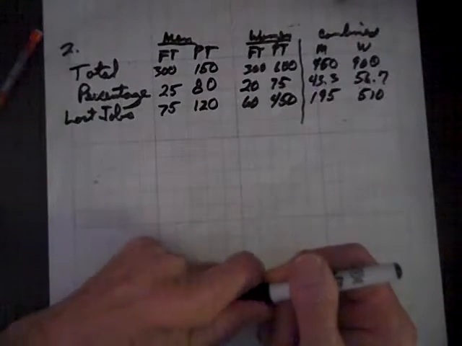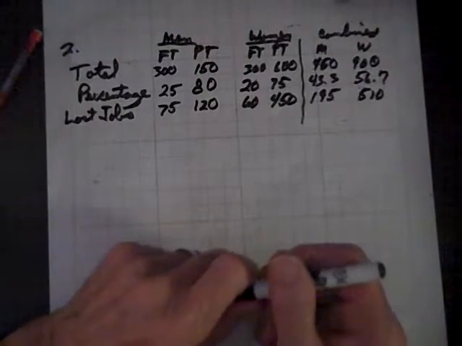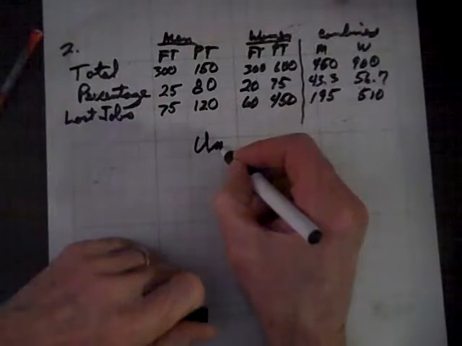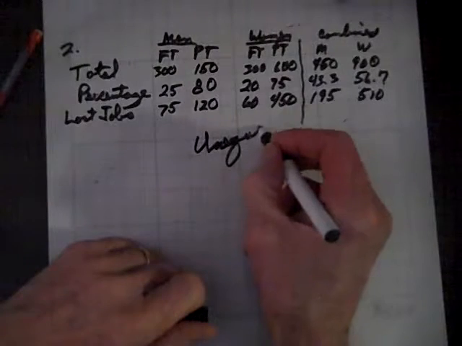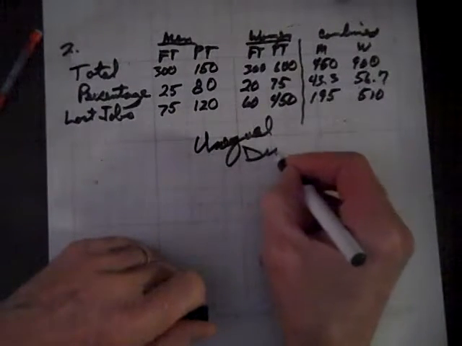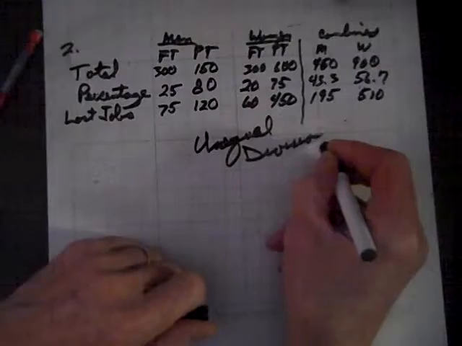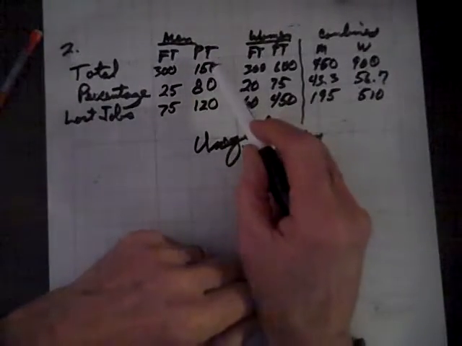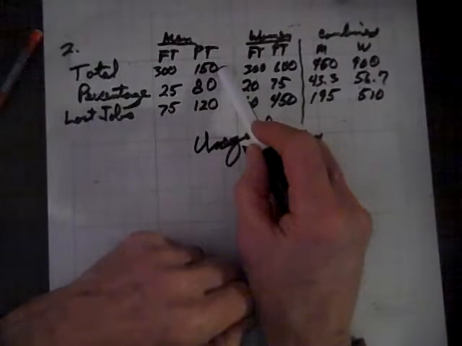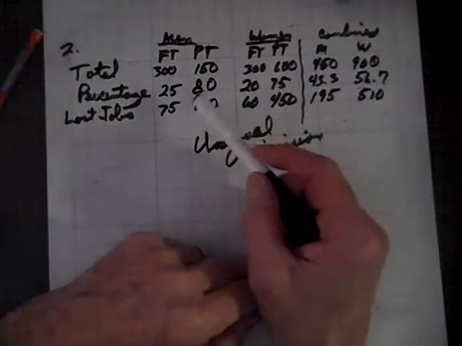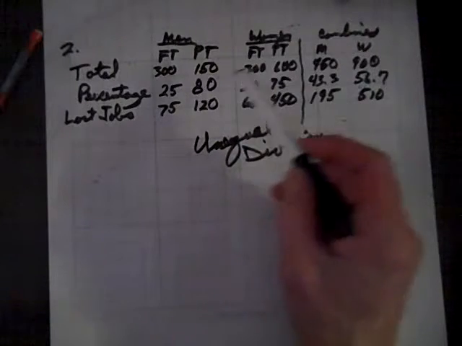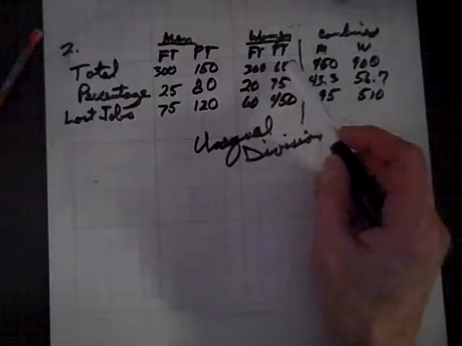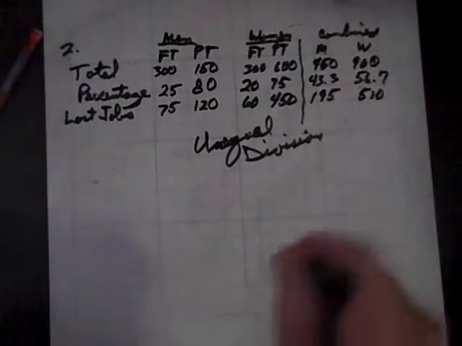And what's going on here? Well, what's going on is we have an unequal division of data. Notice there's only 150 part-time men, whereas there's 600 part-time women, and that discrepancy leads to the paradox.